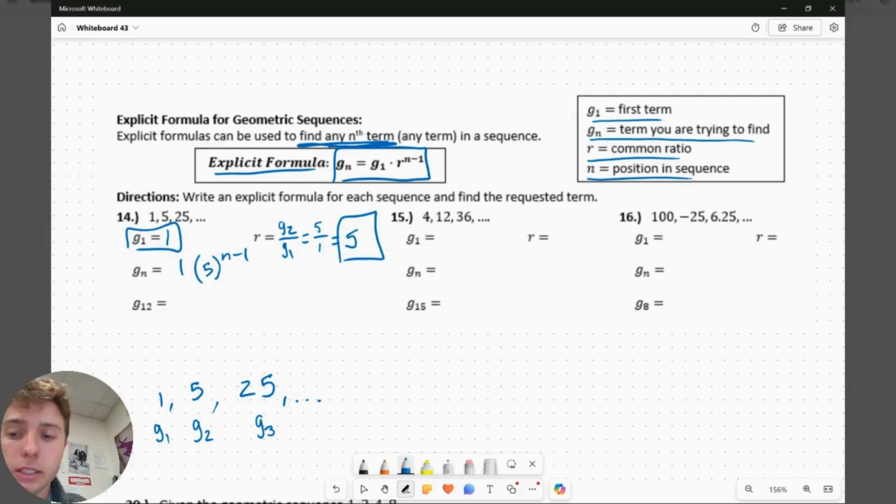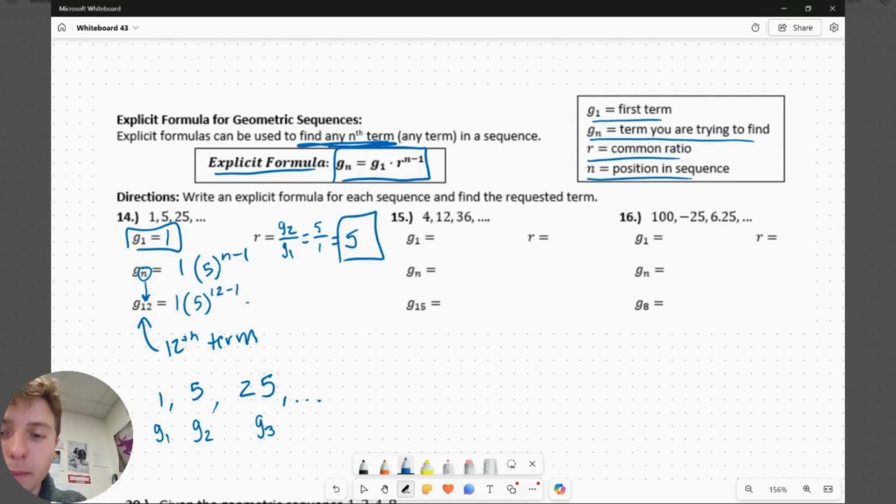From here, all you need to do is plug in. If I want to find now the 12th term, that's what they're asking us to do, what is the value of the 12th term? Well, what we can do is plug in. Notice instead of n now, that n value has changed to a value of 12.